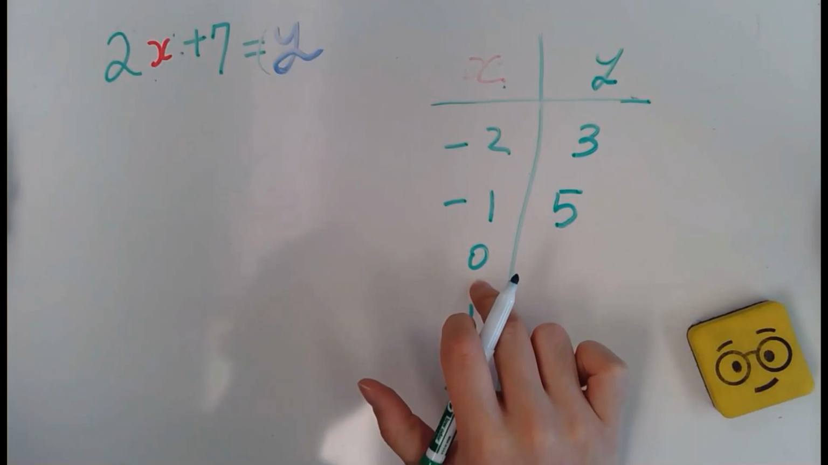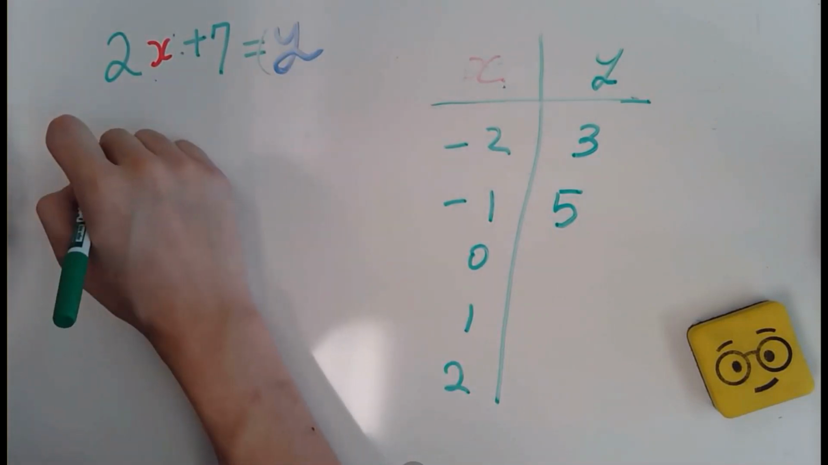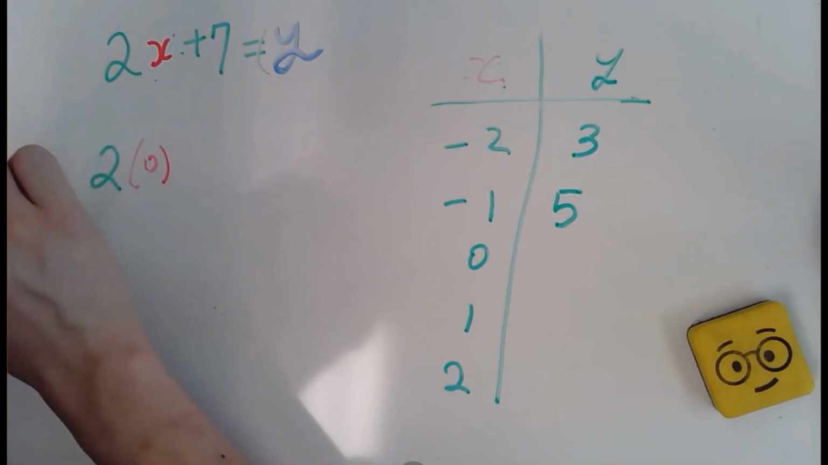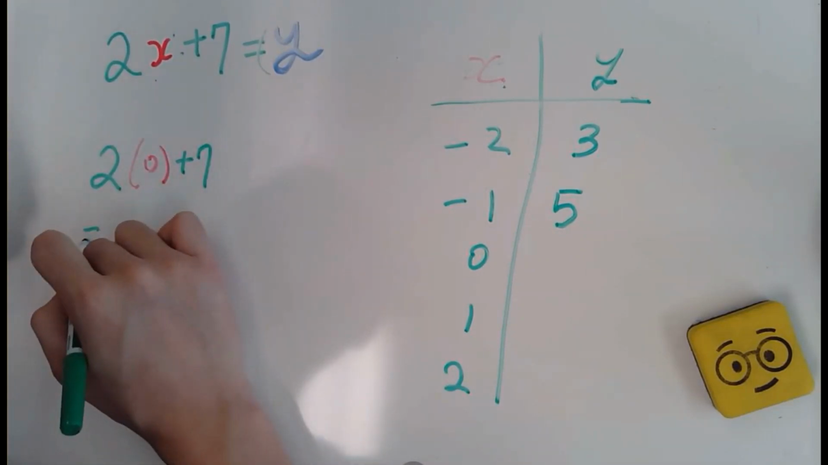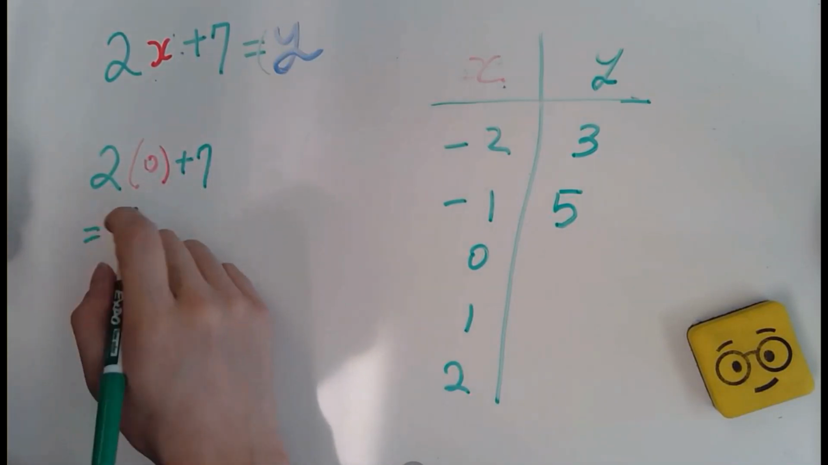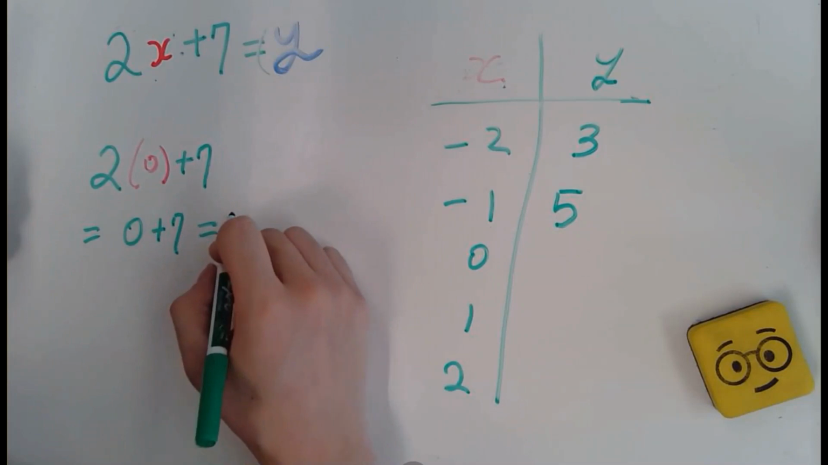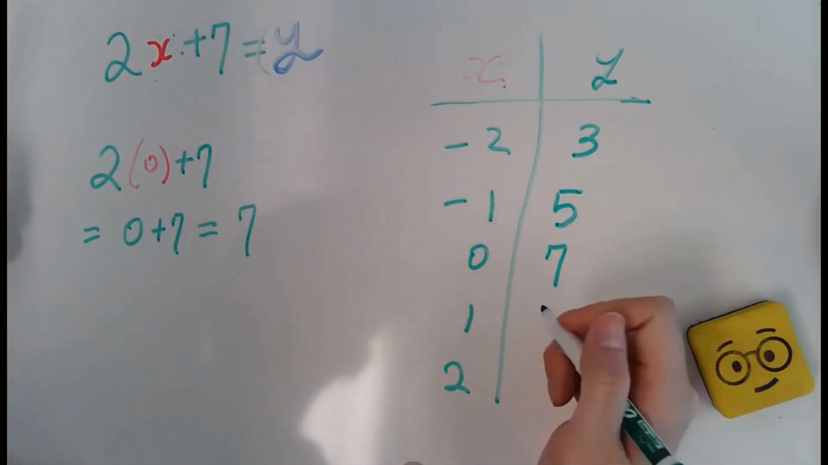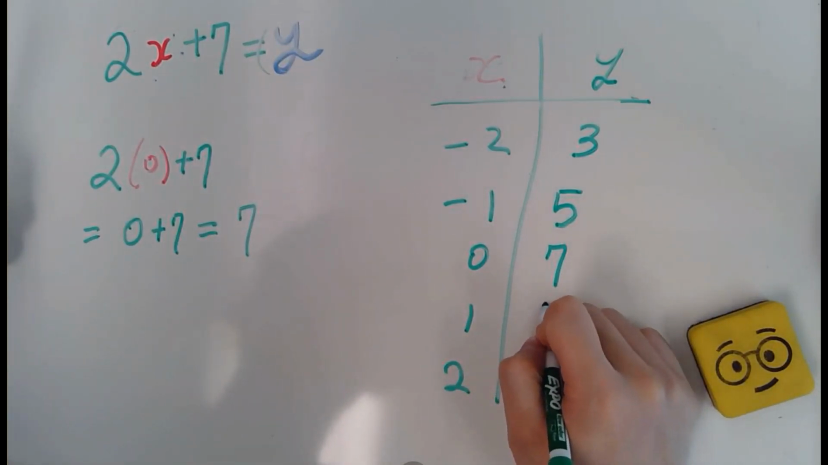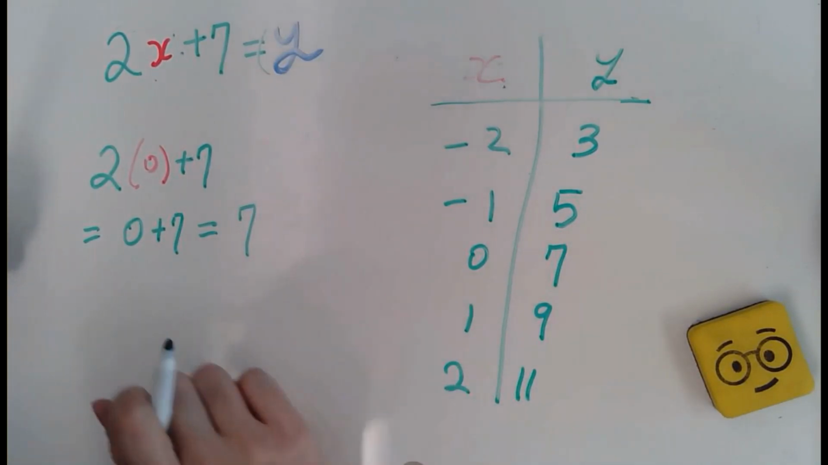Over here, I have x is equal to 0, and we have to find what y is equal to when x is equal to 0. So I have to replace x with a 0. Then I have 2 times 0 plus 7. Any number times 0 is equal to 0, so that will be 0, and then I plus 7. 0 plus 7 is equal to 7. If you do the same calculation for 1 and 2, you will find that y is equal to 9 when x is equal to 1, and 11 when x is equal to 2.